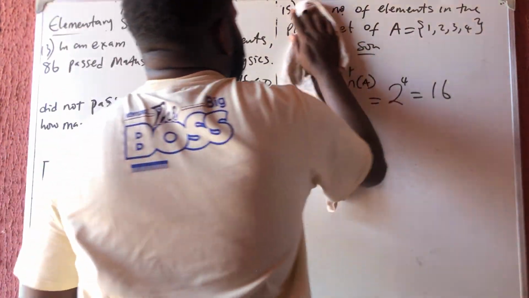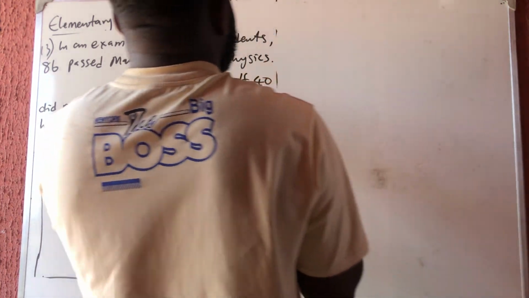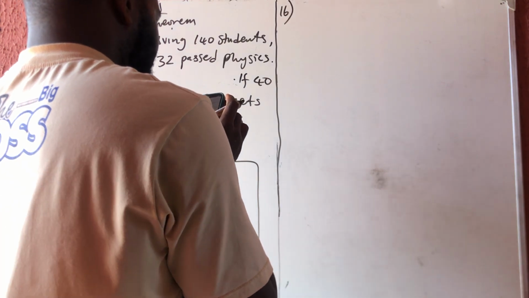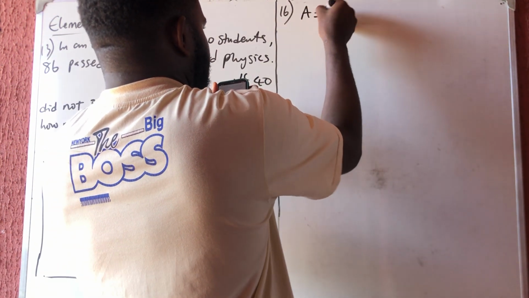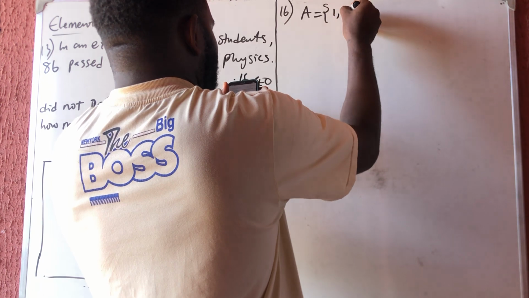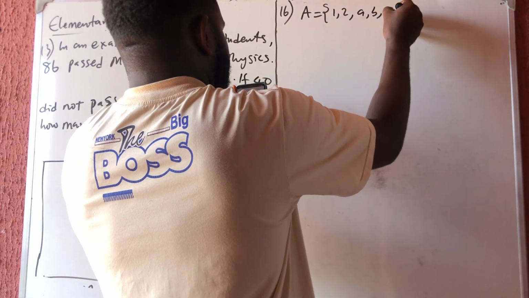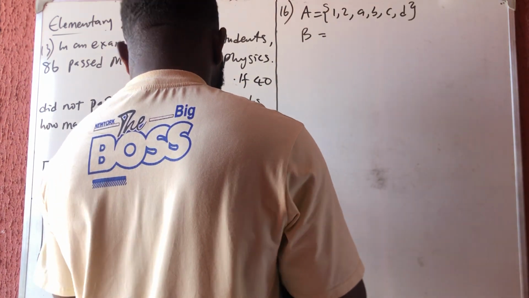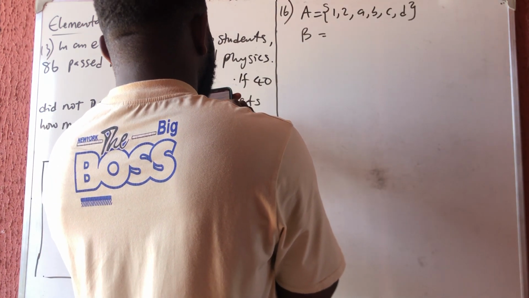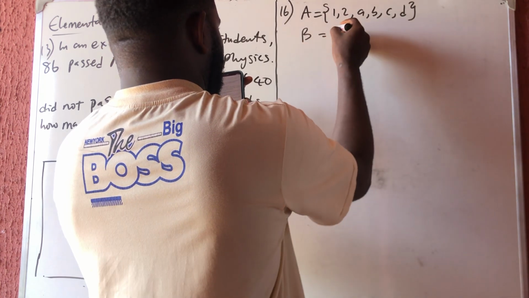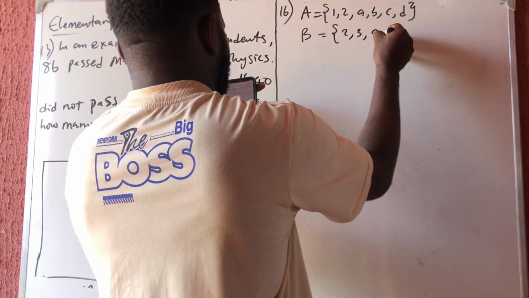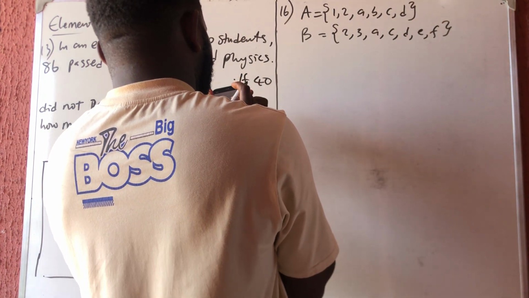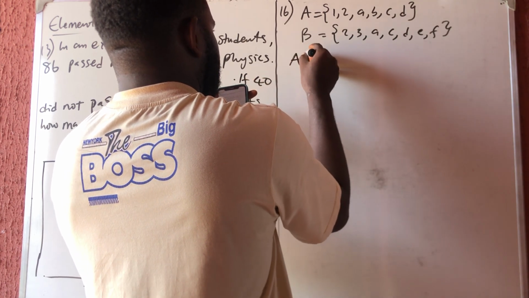Okay. Question number 16. For question number 16, they say given that set A is equal to {1, 2, A, B, C, D}, and set B is equal to {2, 3, A, C, D, E, F}. Then find A symmetric difference B.